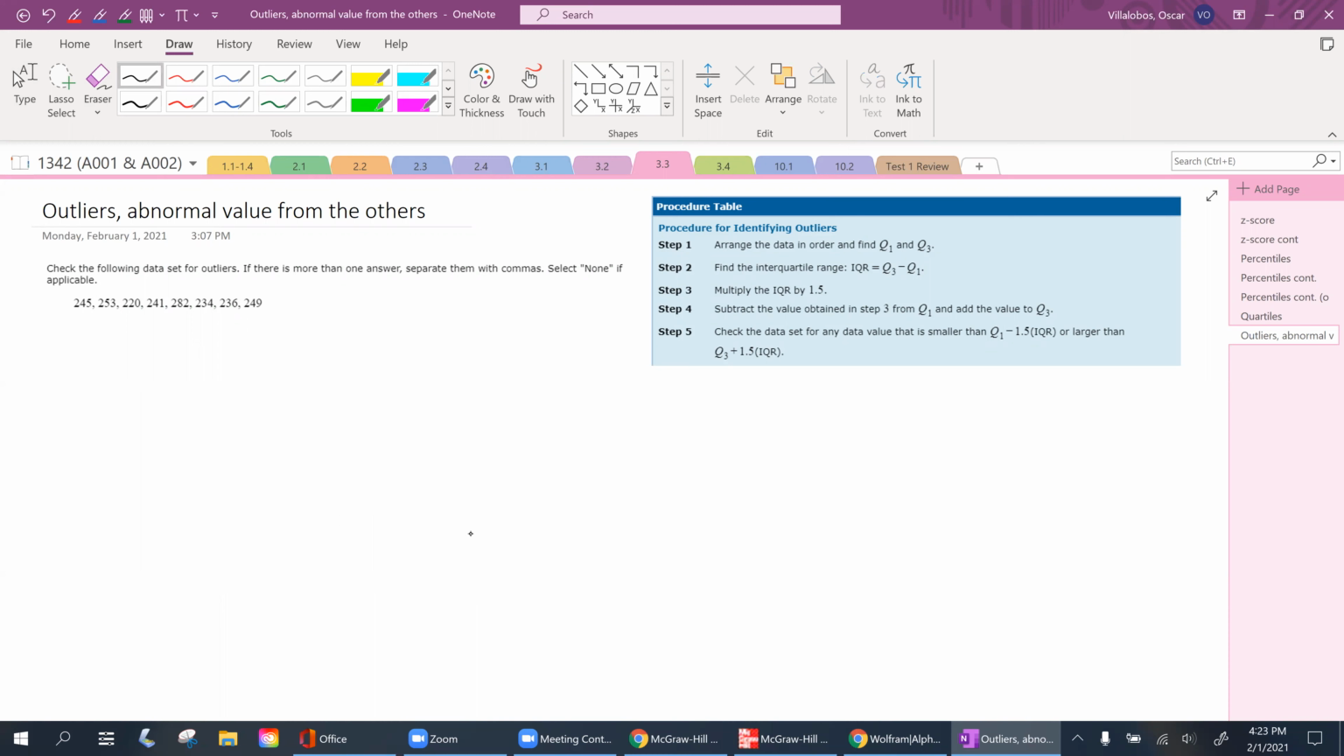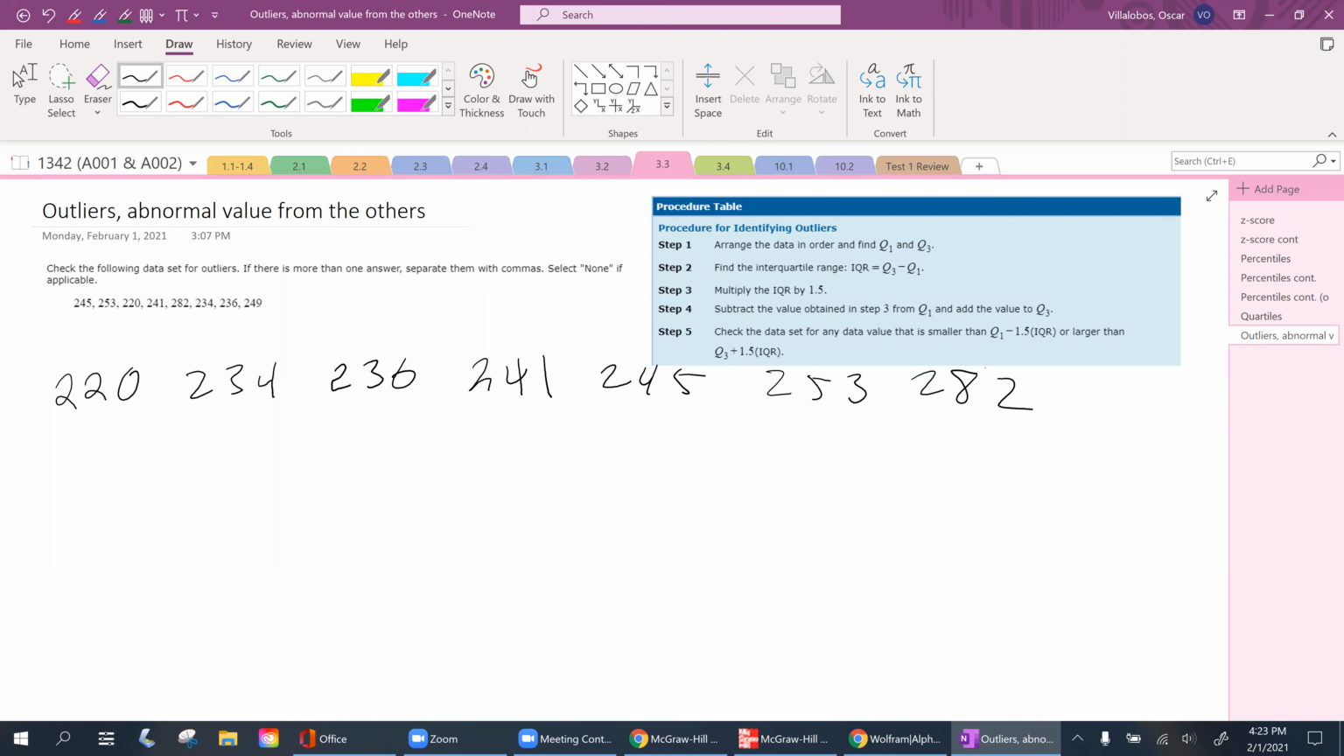The first thing we want to do is check the following data set for outliers. If there is more than one answer, separate them with commas. The first thing we said we want to do whenever we're dealing with data is arrange it in ascending order. 234, 236, 241, 245, 253, 280, 282. Give me 1, 2, 3, 4, 5, 6, 7. Oh, I'm missing one. Which one is it? Give me 1 second.